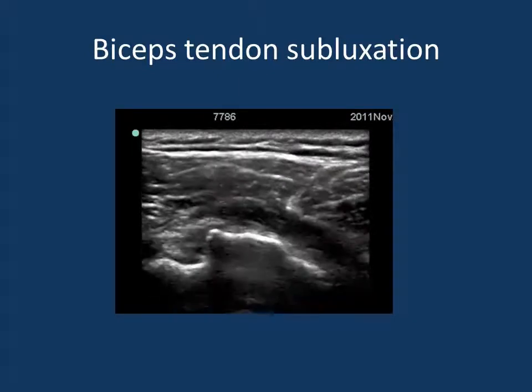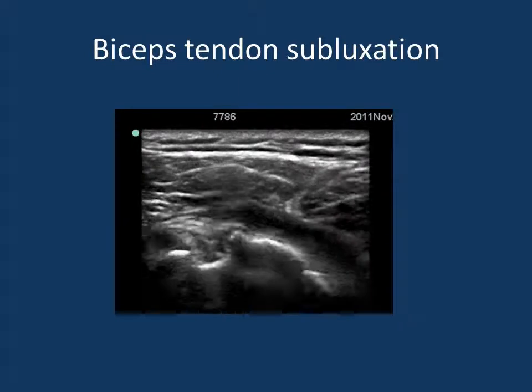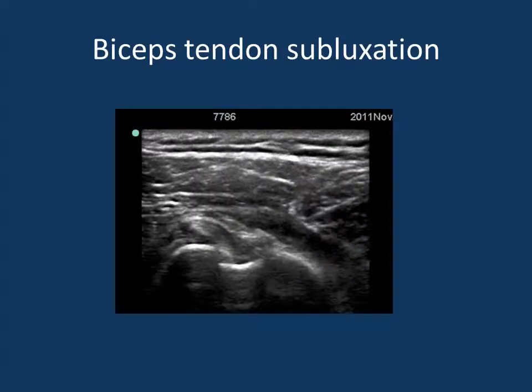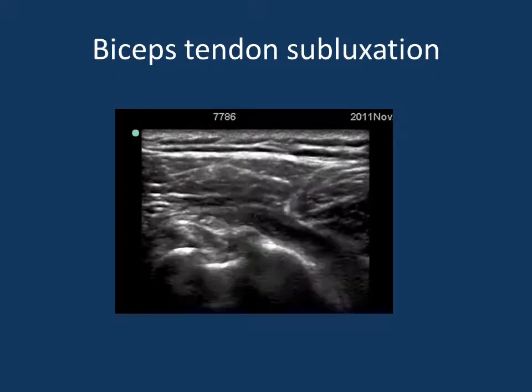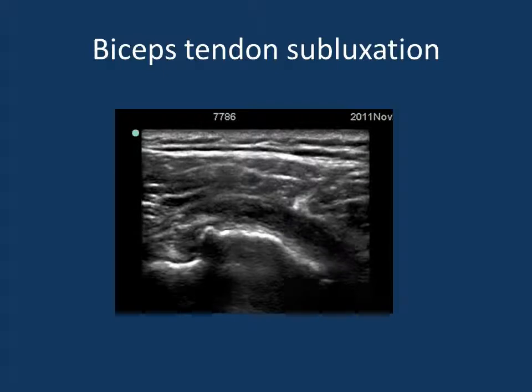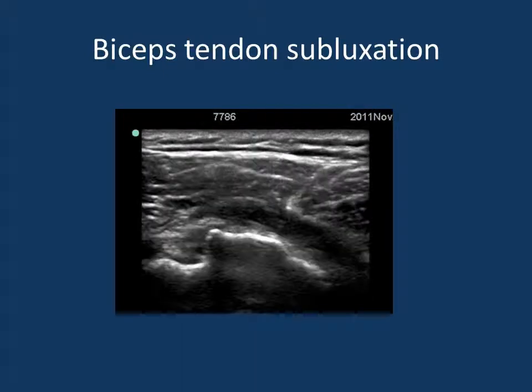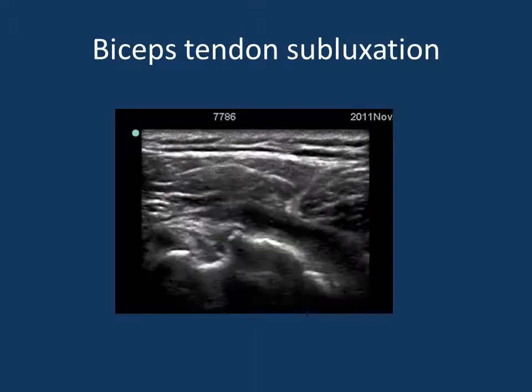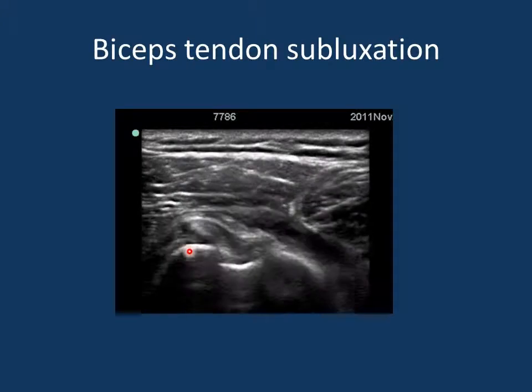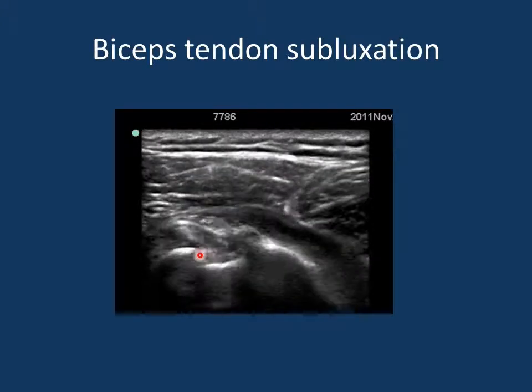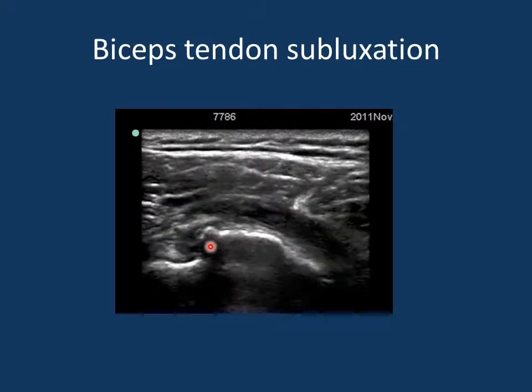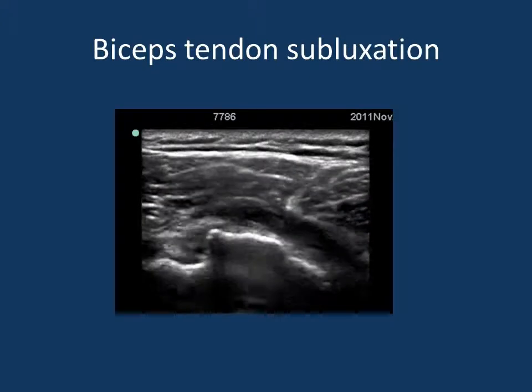Now here is an image of the biceps tendon on dynamic scanning on the external and internal rotation of the arm, and this indicates the subluxation of the biceps tendon. Here is your biceps tendon in the groove, and here is the subluxating biceps tendon which gets out of the groove and gets onto the lesser tuberosity.